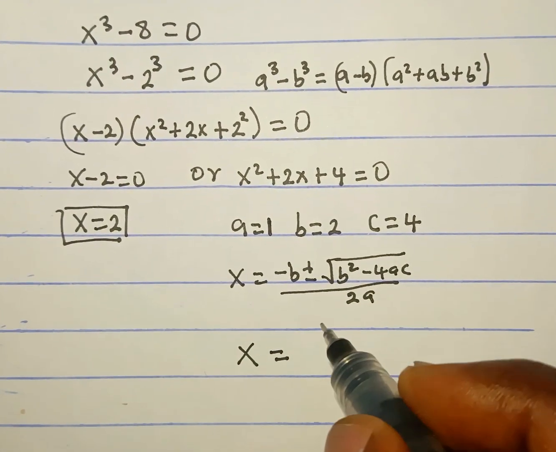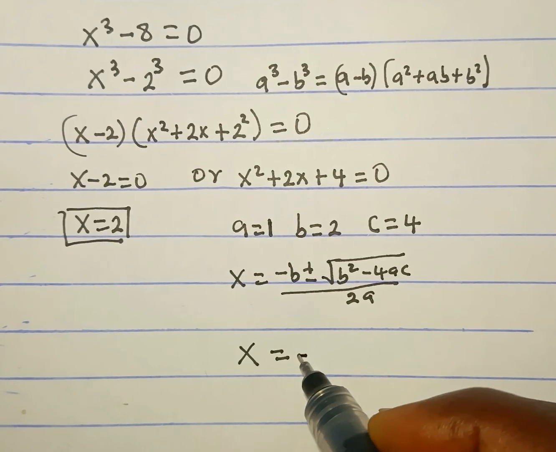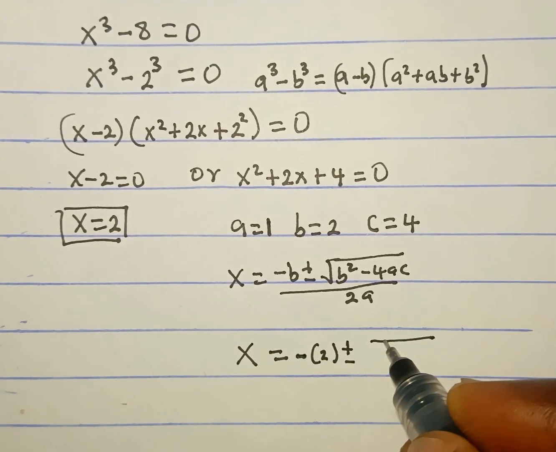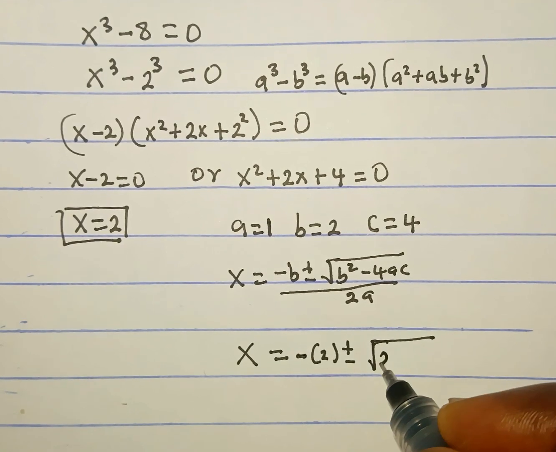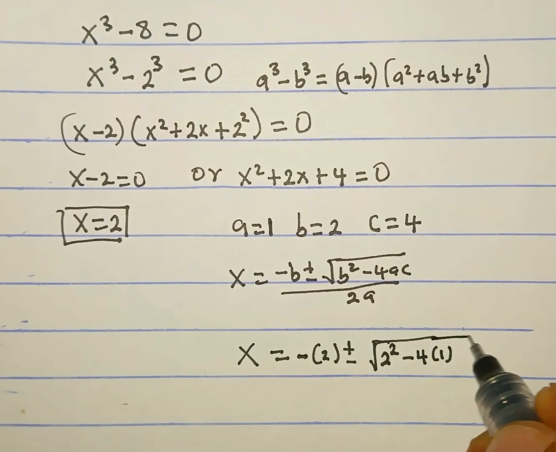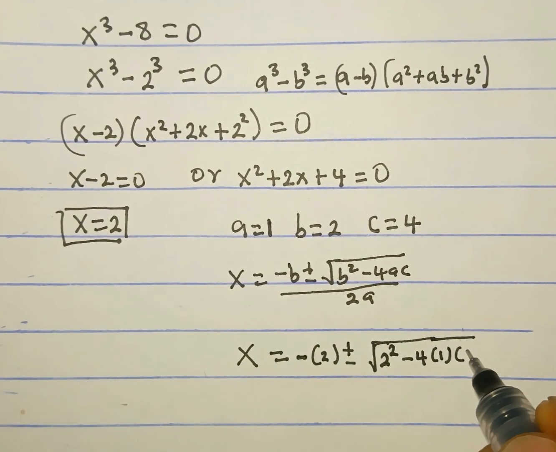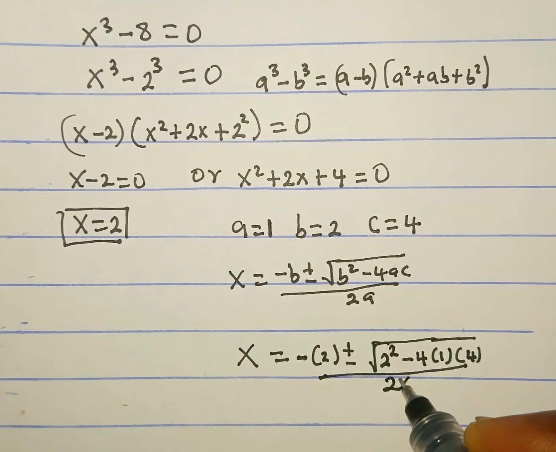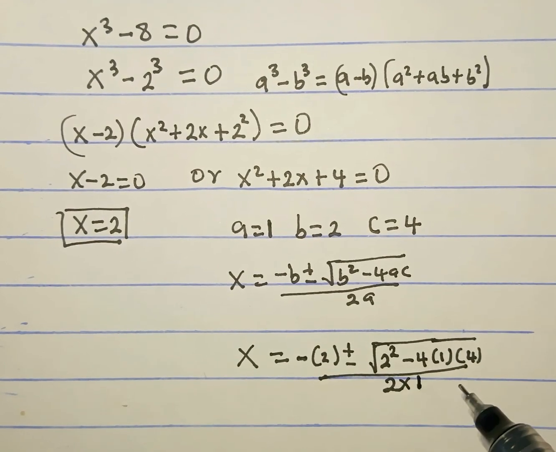Now we're going to substitute all these values into this formula. So this is going to be what? In place of b, we're going to replace 2. Then plus or minus the square root of, what is b squared? b squared is the same as 2 squared, minus 4a, a is 1, then multiplied by c, and c is 4. So everything all over 2 multiplied by a, and a is 1.